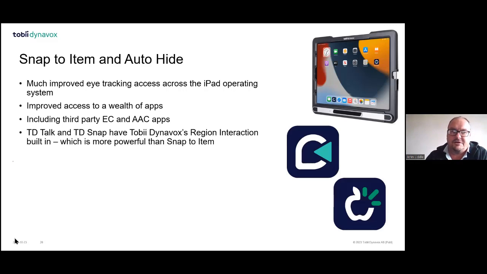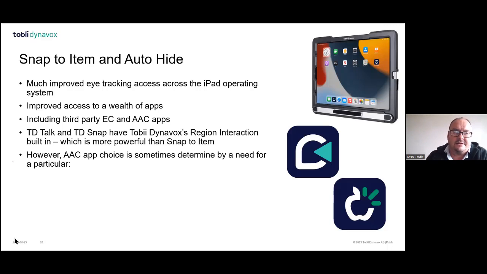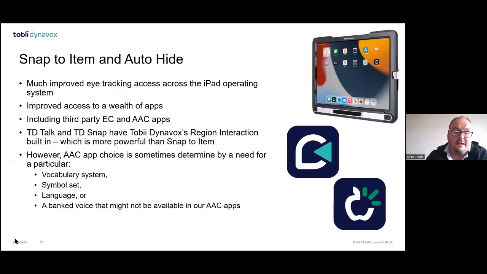Now, obviously, we want you to be using TD Talk and TD Snap because they already have Tobii Dynavox's region-based interaction built in, and that is more powerful than Snap to Item. And I'll talk about that in a moment. However, we do recognize that sometimes the AAC app choice is determined by a need for a particular vocabulary system, a symbol set, even a language that's not supported in TD Snap or TD Talk, or a bank voice system that might not be available in our AAC apps.